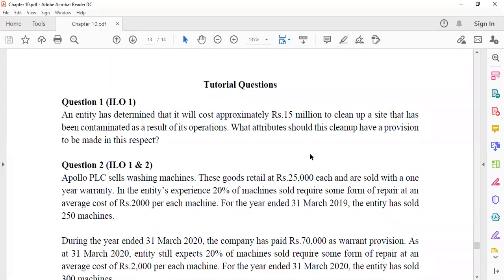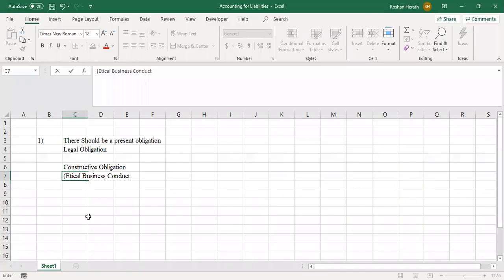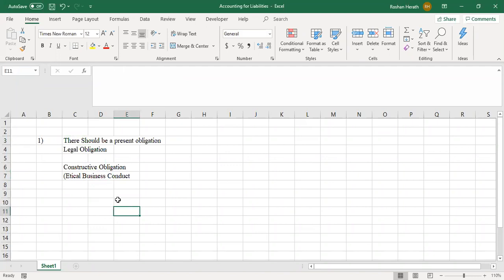If we contaminate the environment, we'll be restoring that. And also, the current specific statement is also good enough. So therefore, the point here is that there must be a present obligation. The obligation can be a legal obligation or a constructive obligation. But the question asks, what must be the condition that should be there? So therefore, we can say that the first condition is that there must be a present obligation. It could be a legal obligation or a constructive obligation. Then the second condition, what is that?